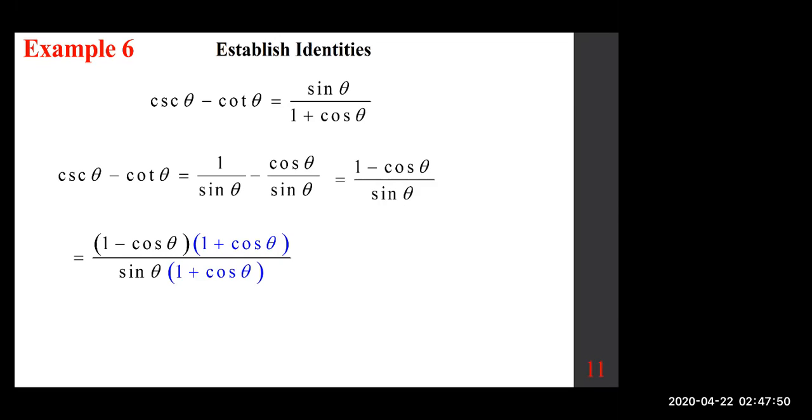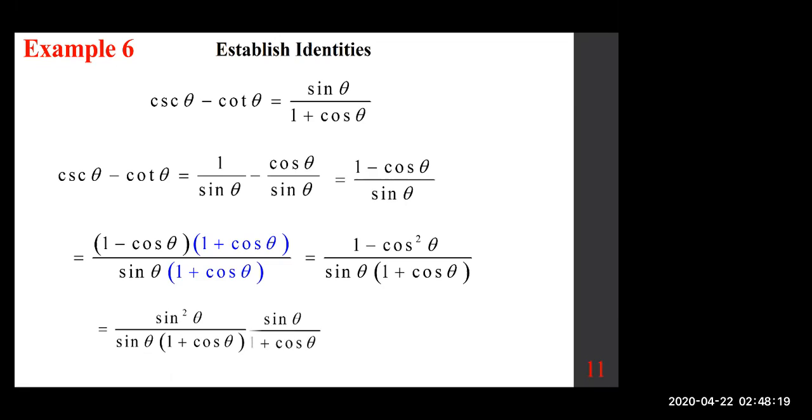And so with that being the case, we are practically done because the numerator is just 1 minus cosine squared. And everybody knows 1 minus cosine squared is the same as sine squared. And it can cancel out the sine in the denominator and establish the right side, as you can see. Sounds good? Everybody okay with that?